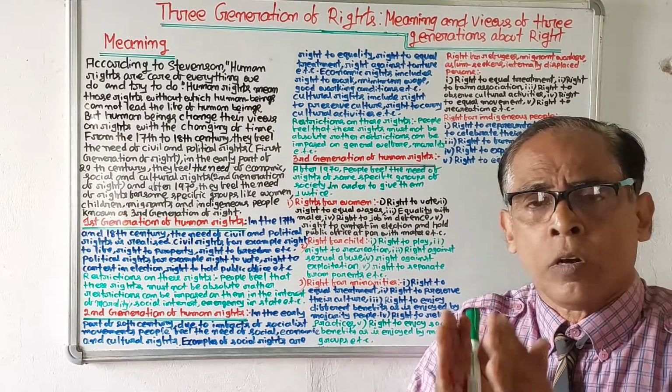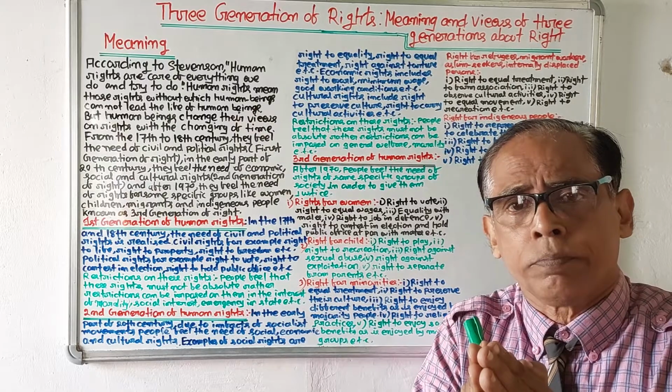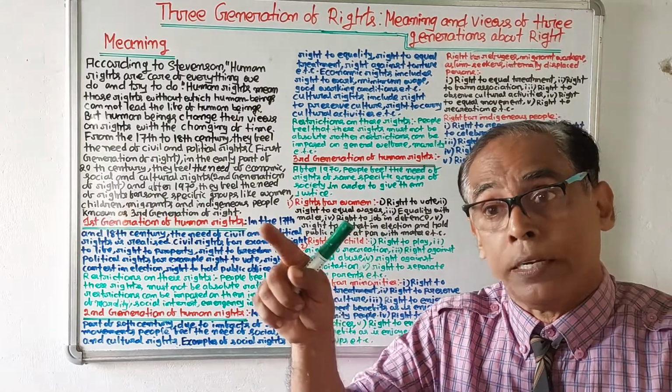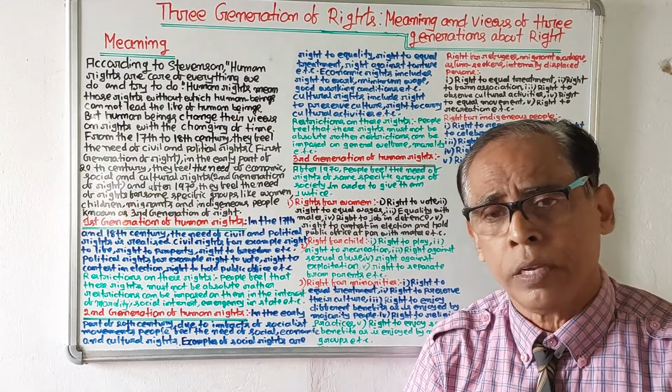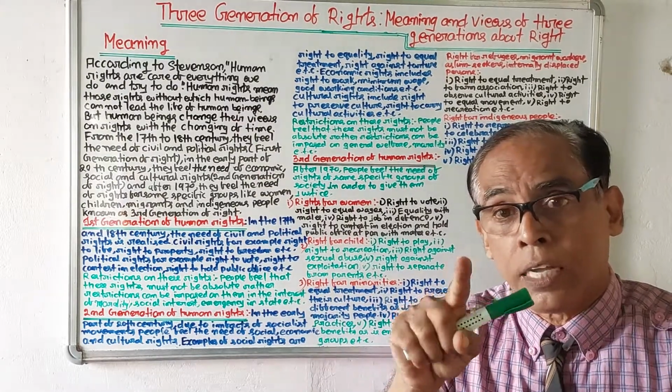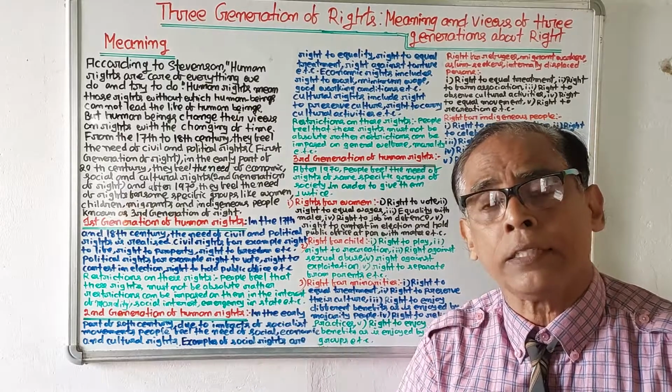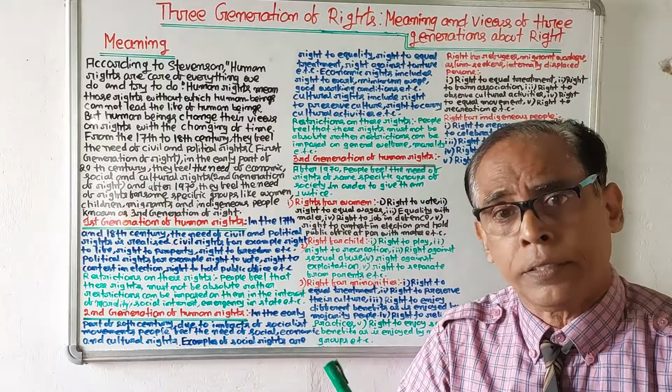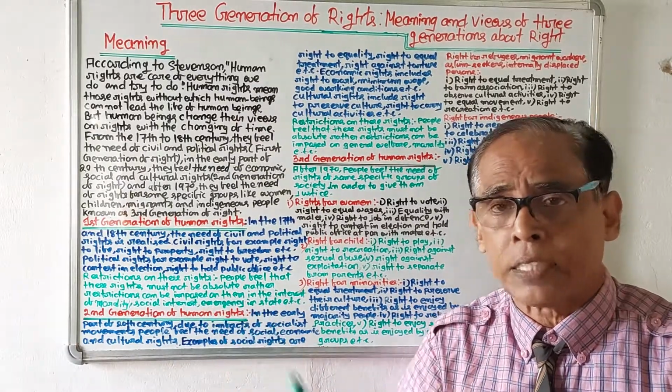Then we have discussed what were the ideas of people about rights in the 17th and 18th century. It is the 1st generation right. What was the idea of people about rights in the early part of 20th century? It is 2nd generation rights. And what was the idea of people about rights after 1970? It is 3rd generation rights.